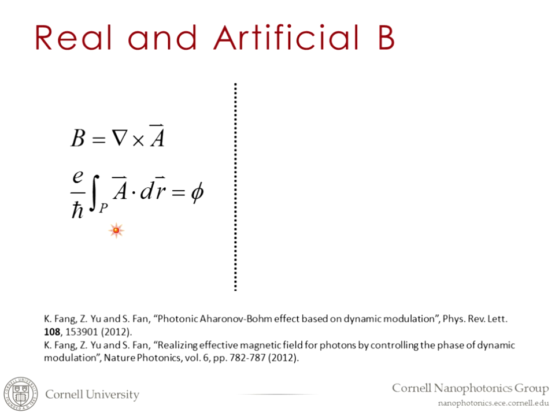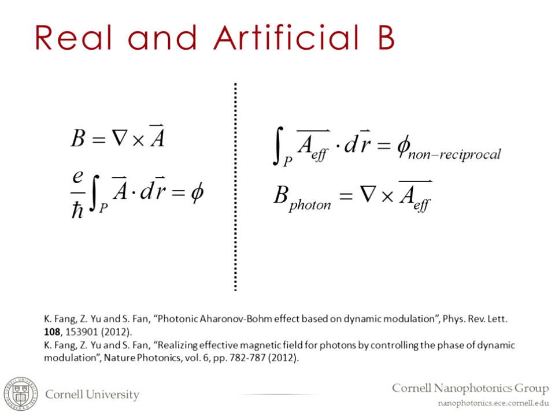So the key for photons to possess an effective magnetic field is to first find a way to create this non-reciprocal phase, this phi phase. Once we find the non-reciprocal phase, phi non-reciprocal, then we can write an equivalent effective gauge potential for photons, which is this A effective. And the effective magnetic field for photons is simply curl A effective. So the key is now to find a non-reciprocal phase for photons. If we can find it, we can get an effective magnetic field for photons.